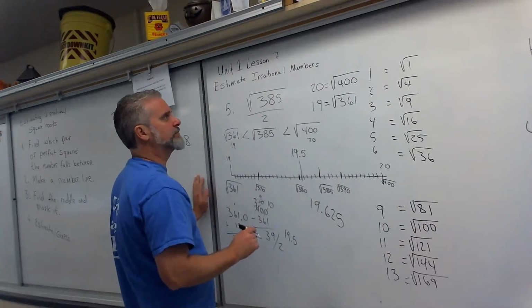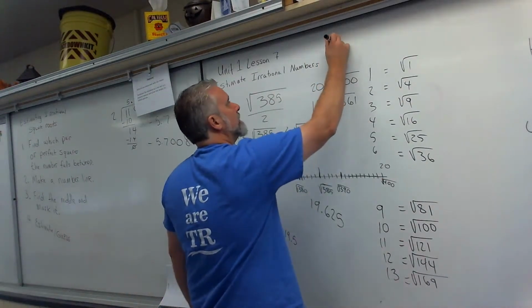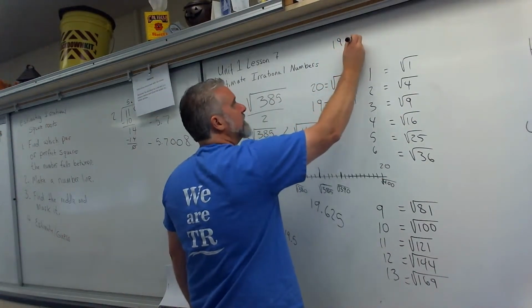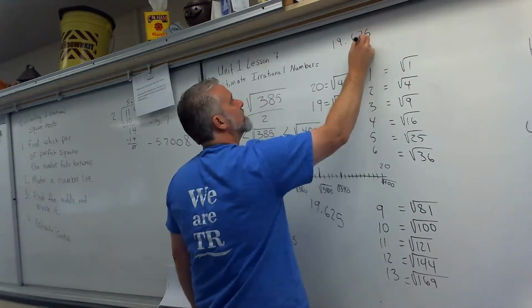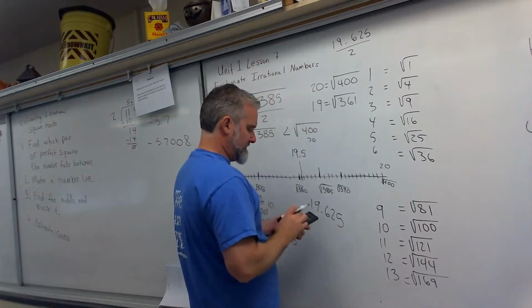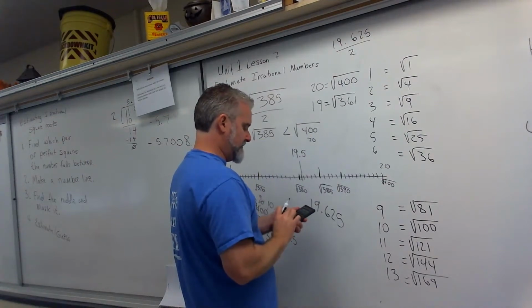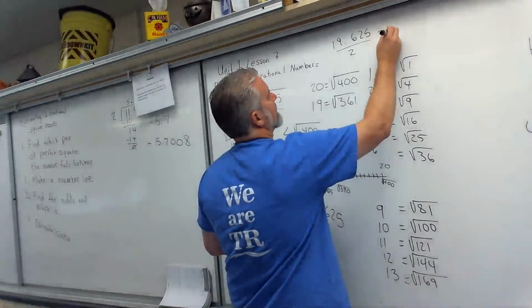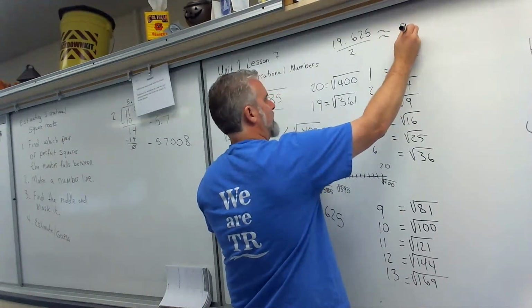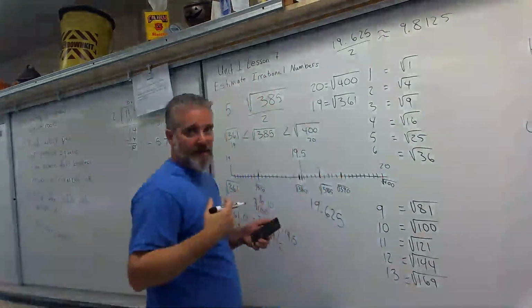So I need a little extra space up here. So this right here, 19.625 divided by 2. Use my trusty calculator. 19.625 divided by 2, and I get an estimate of 9.8125. So that's what I got.